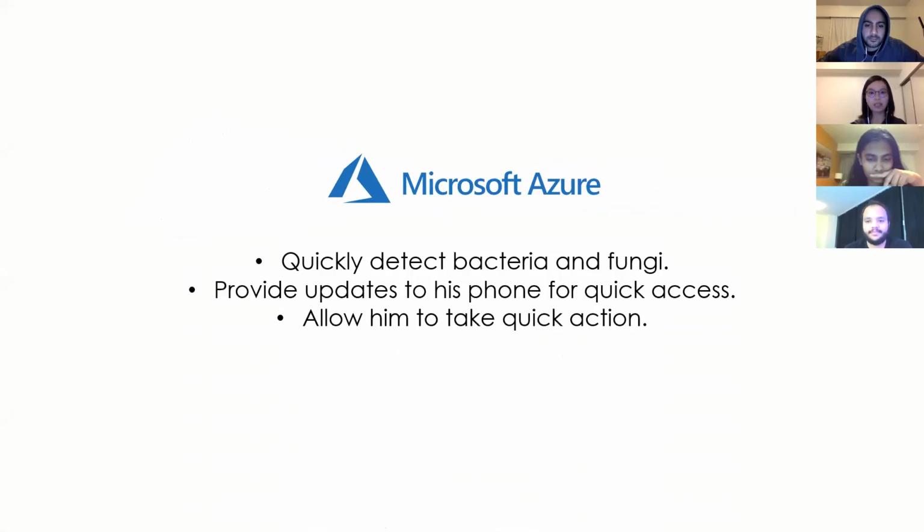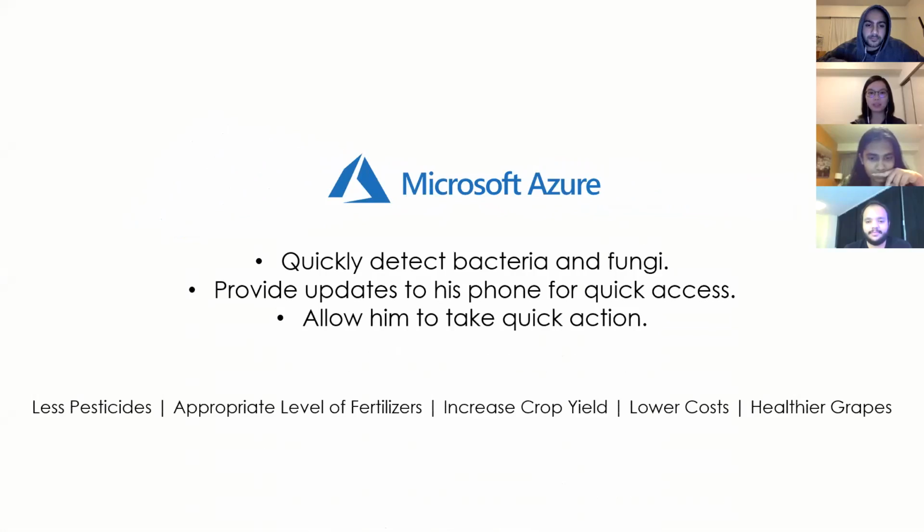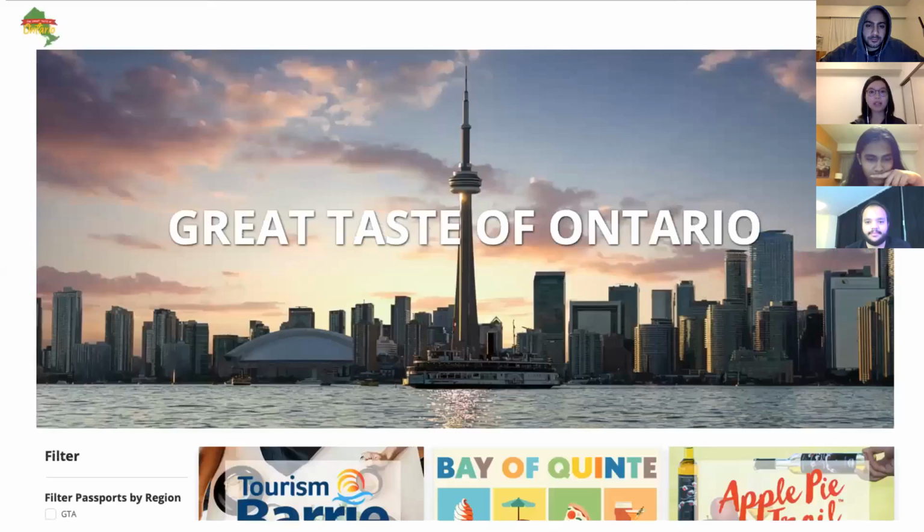More importantly, by switching to a data-driven system, John will be able to effectively use less pesticides and an appropriate level of fertilizer. Such technology helps John and fellow farmers to increase their harvest yield, lower their operational costs, and grow healthier and environmentally friendly grapes for us all to enjoy. These wineries with sustainable practices can then get themselves featured in the Great Taste of Ontario website, so tourists and local customers can access these sustainable products. And the following is the demo.